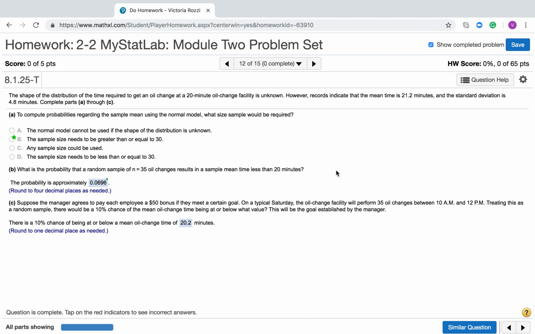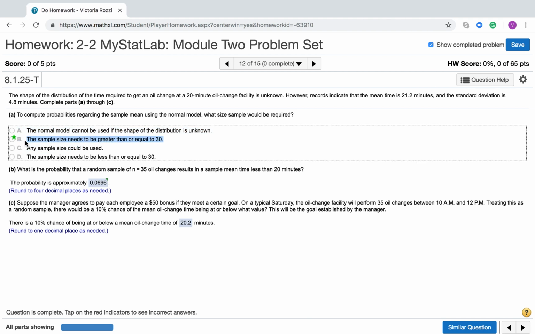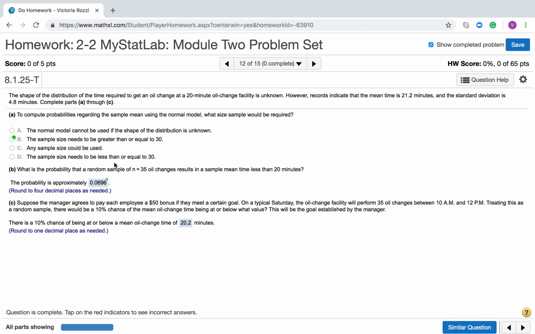So whenever we want to use the normal model, this has to do with our central limit theorem, the larger sample size the better. We are going to always make sure that our sample size is greater than or equal to 30. So if we want to use the normal model, this is the one we're going to talk about right here. Sample size needs to be greater than or equal to 30.